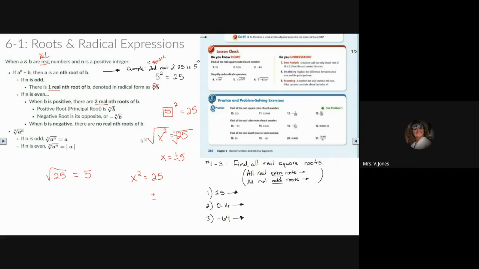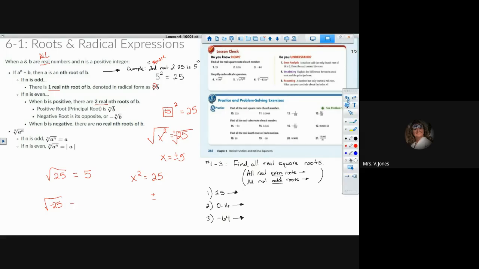It also talks about something we already know: if B is negative, so B is what's on the inside, can you take the square root of a negative and get a real number? No, so you can't do that one. So if it asks for the real roots of the square root of negative 25, there are none. You'd have to do imaginary for that to work.